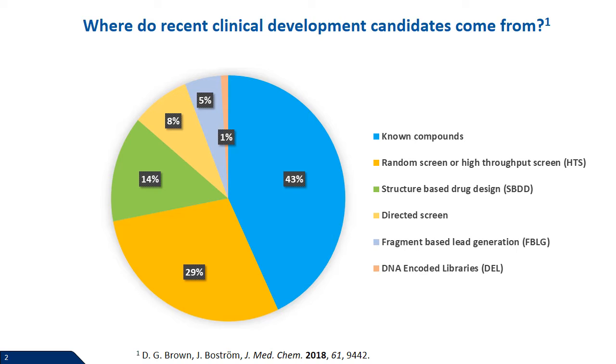A recent analysis of published clinical candidates shed light on which lead generation strategies are most frequently employed in identifying the drug candidates. The most frequently used lead generation strategy was based on starting points derived from previously known compounds, followed by random high throughput screening, and the remaining approaches included structure-based drug design, focus screening, fragment-based lead generation, and in some cases DNA encoded library screening.